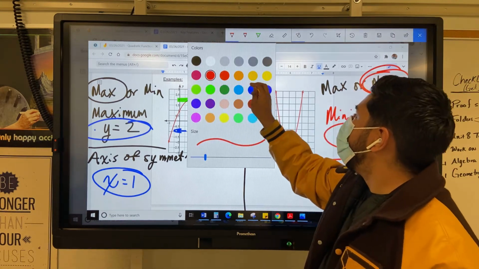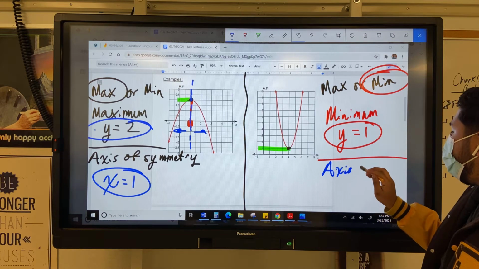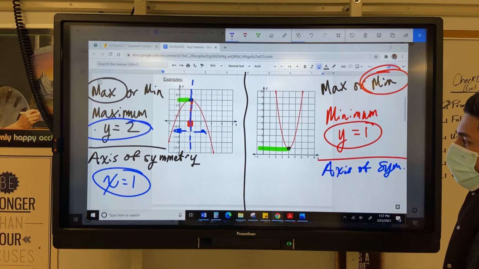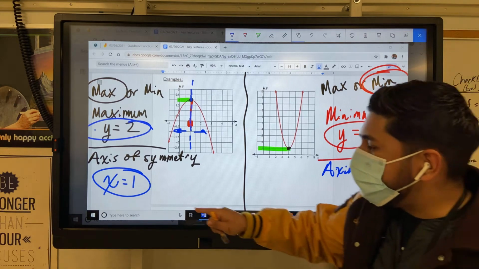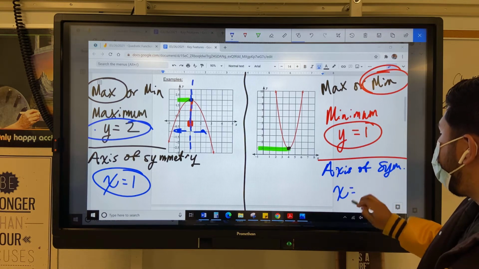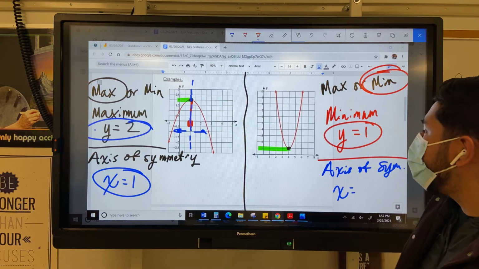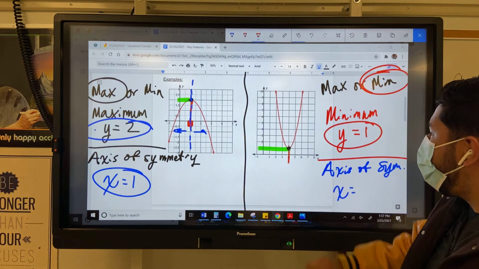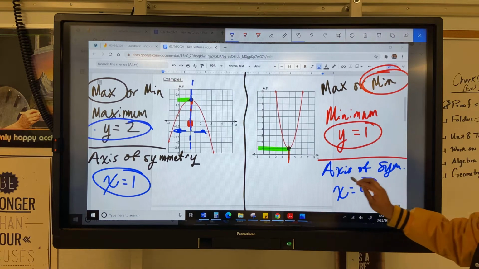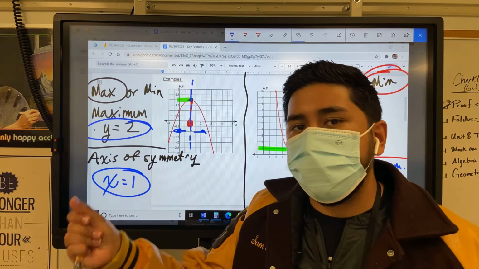Second part, axis of symmetry. I'm going to abbreviate. Remember, axis of symmetry is x equals with correspondence to the vertex. What is the vertex looking at? Vertex, the other number. We got a 4. X equals 4. How freaking cool. Like that.